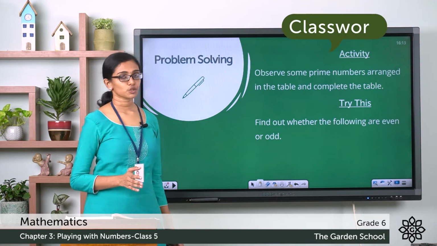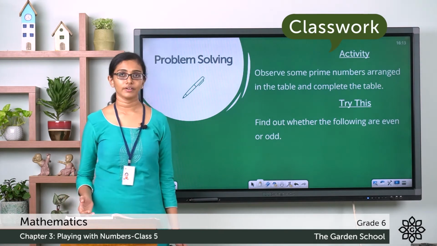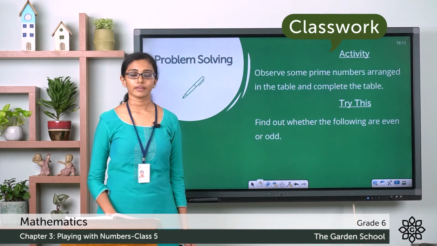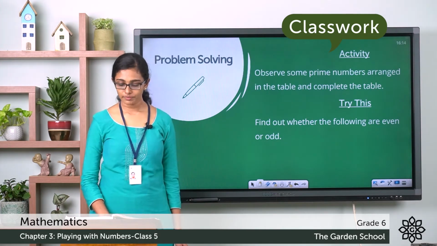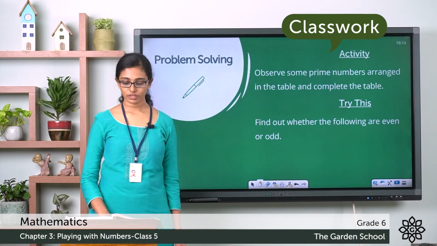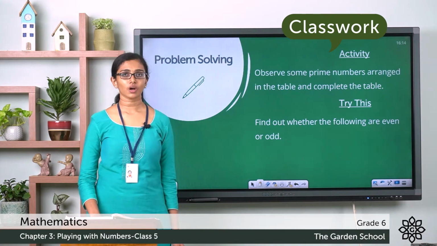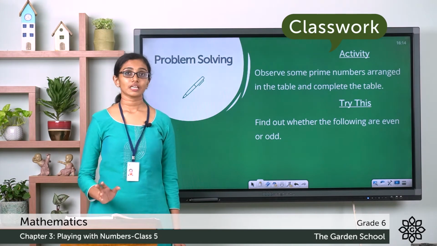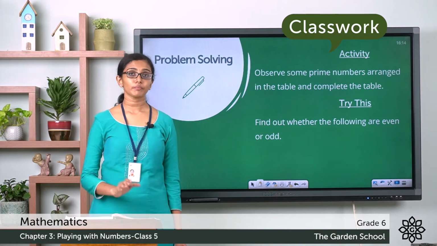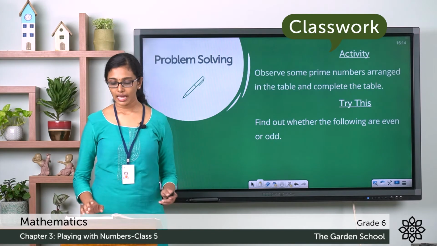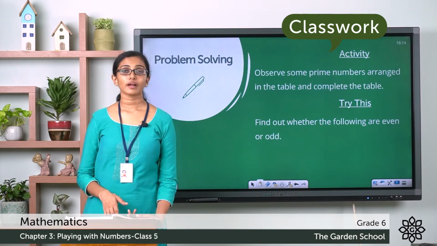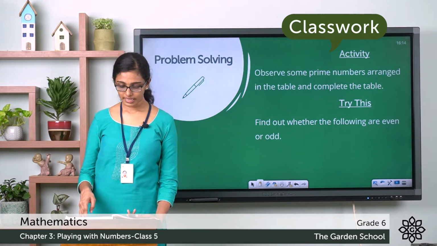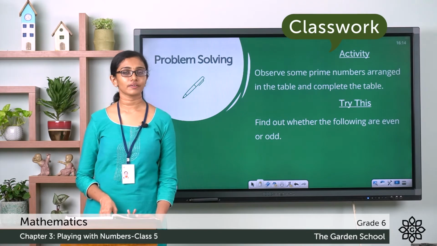Now, in your textbook on page number 37, there is a small table given. The table has 4 columns. The first column is numbers. The second column is to write the factors of the given number. The third column is to write the number of factors of the given number, and the fourth column is to write the prime numbers among the factors of that given number.